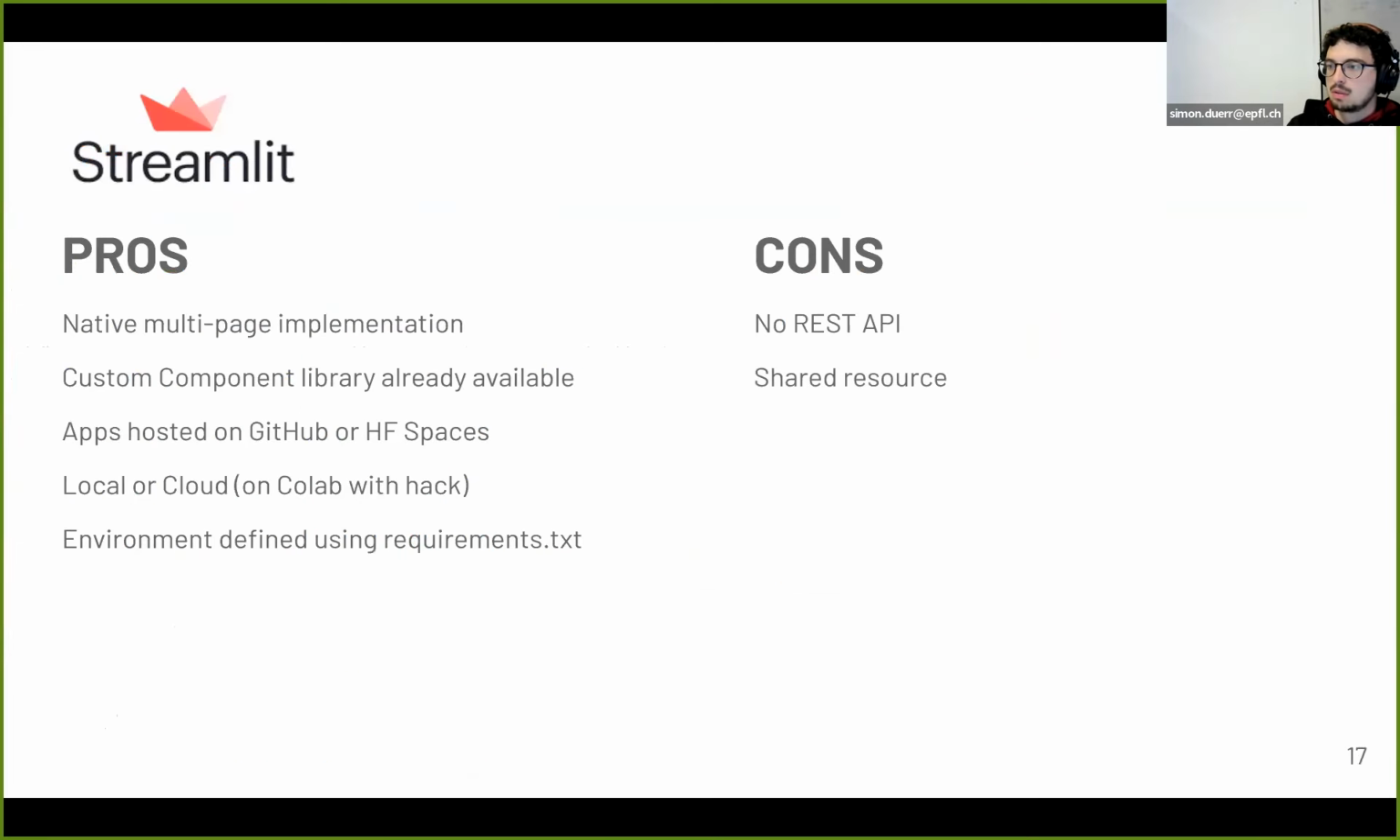If you look at other UI libraries that are available, there's this Streamlit library developed by a company that does things a bit better, because there you have this multi-page implementation that you can use. You have this custom component library. You have a lot more flexibility in how you set up your model, and you can host your app on GitHub, or you can host them in multi-page spaces, and they even run locally. And if you want to run in Colab, you can, but it's a bit hacky.